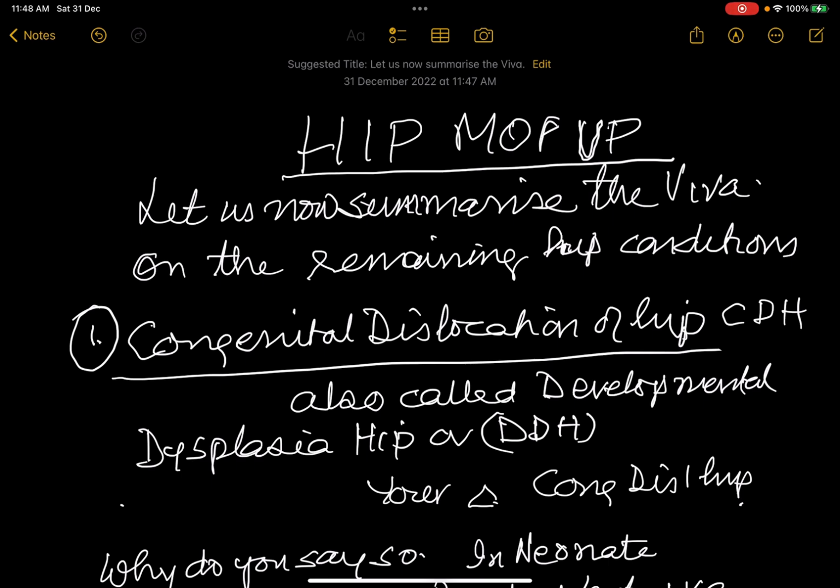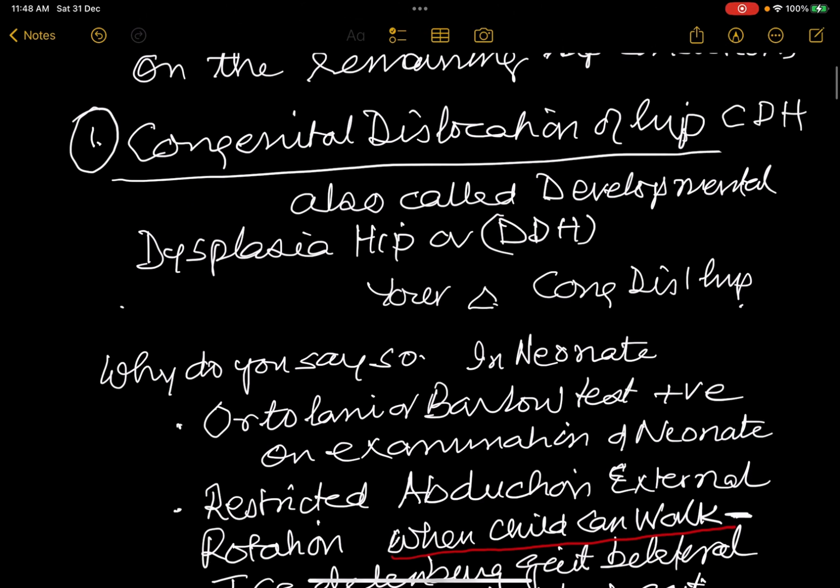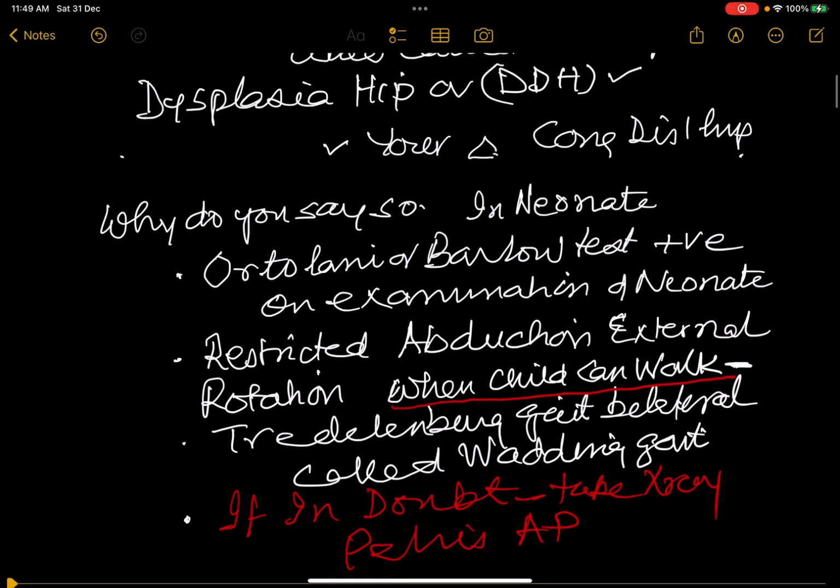The first is congenital dislocation of the hip. It is also called CDH or developmental dysplasia of hip, or DDH. Let us say your diagnosis is congenital dislocation of the hip. First question is, why do you say so?